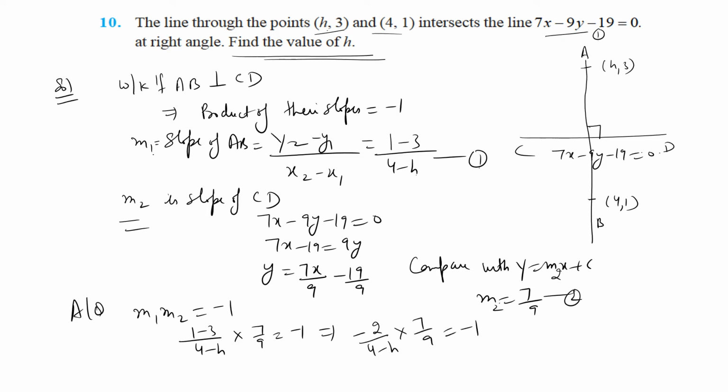So this negative sign can be adjusted. 14 is equal to 9 4s are 36 minus 9h. So 9h is equal to 36 minus 14. So this becomes 22, and h here is 22 by 9.